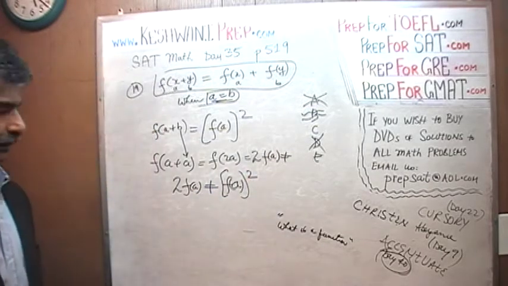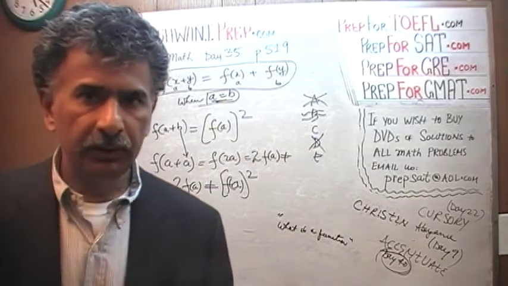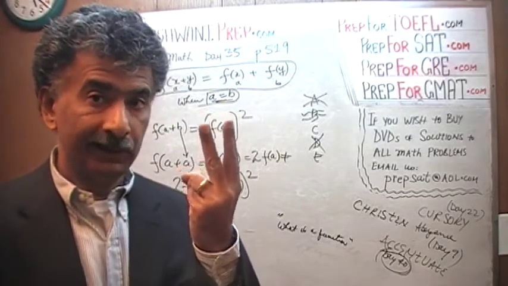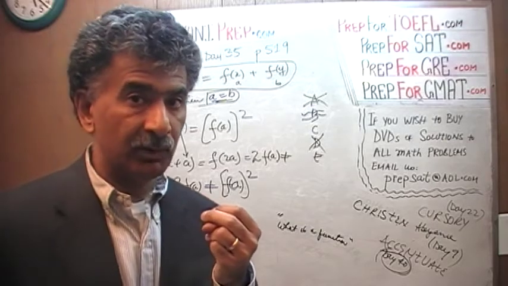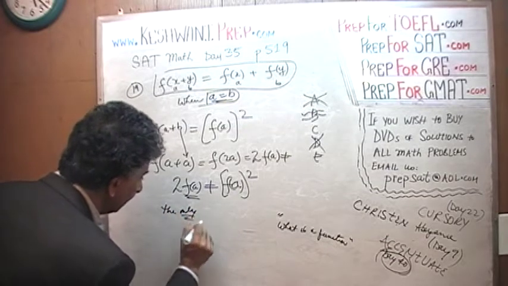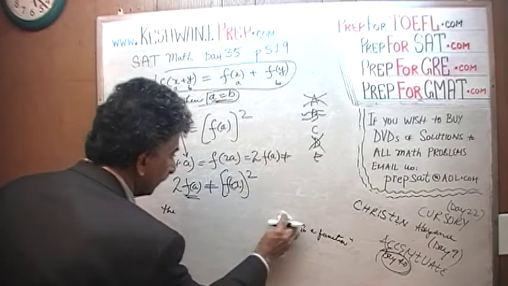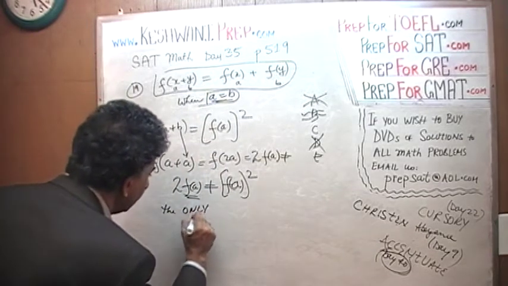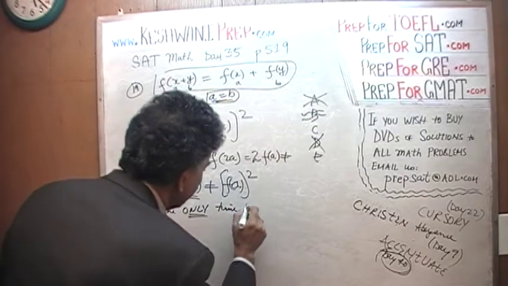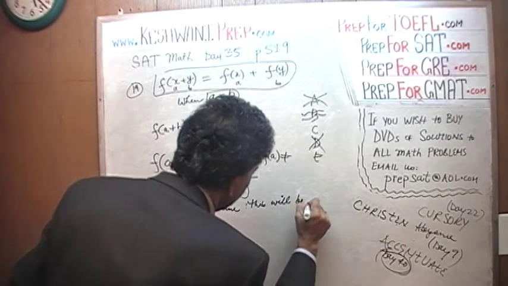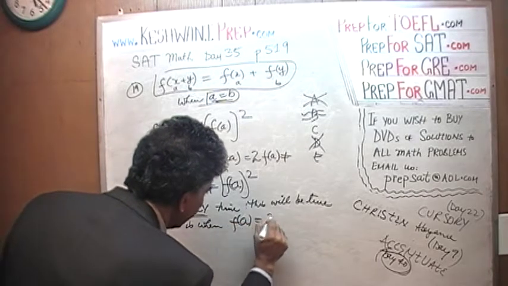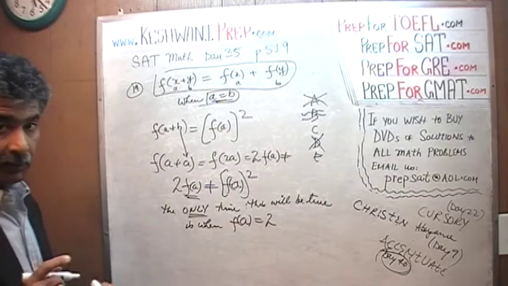squared. It does not. The only time that will be true is when the value of the function happens to be 2. Not a, I'm not saying when a is equal to 2, I'm saying when the value of the function is 2. Let me put it properly here because this is important. The only time this will be true is when f of a equals 2.